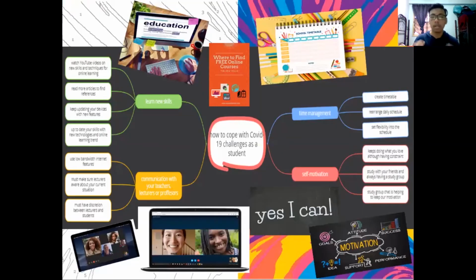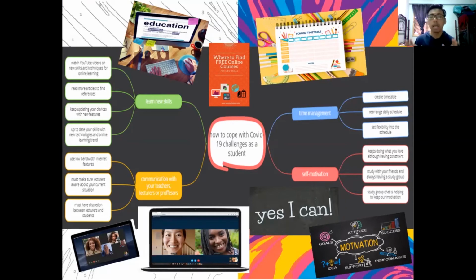Here I'm showing the whole thing that our group has done on mind mapping. My central idea is how to cope with the COVID-19 challenge as a student. I have 4 branches highlighted by 4 different colors, which are green, orange, blue, and red. The first keyword is learn new skills. Next, communication with your teachers, lecturers, or professors. Then time management and self-motivation. So here I have 4 keywords.